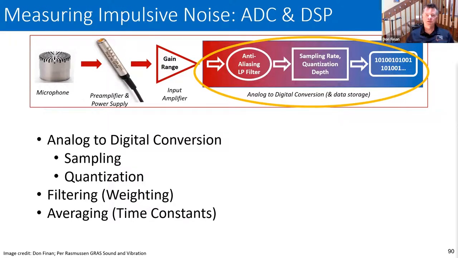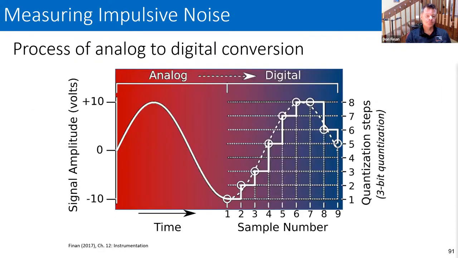Also during this process, we can have filtering applied to the signal: A weighting, C weighting, or flat, as well as averaging and time constants that might be applied. And this is going to be done after we've gone through the digital conversion component of the sound level meter.